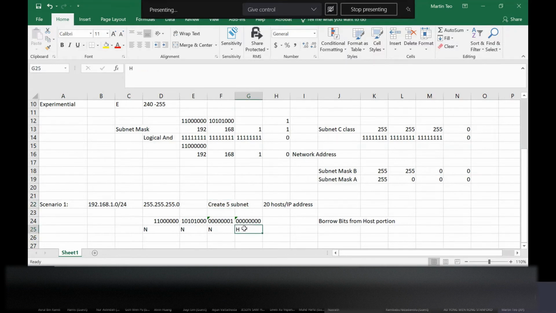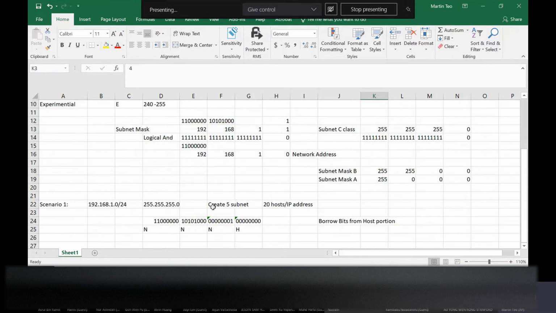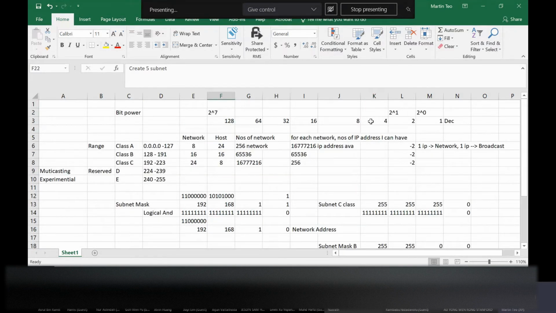So remember our powers. Okay, if I borrow 1 bit, I can create 2 subnets. If I borrow 2 bits, I can create 4 subnets. Now I need to create 5 subnets. So too bad, I need to borrow 3 bits. I will create 8 subnets. So that will be enough.